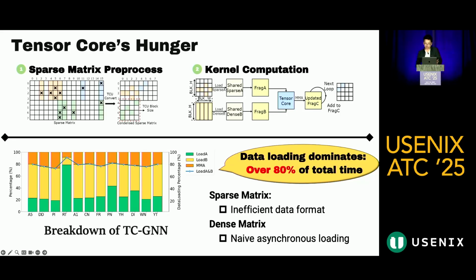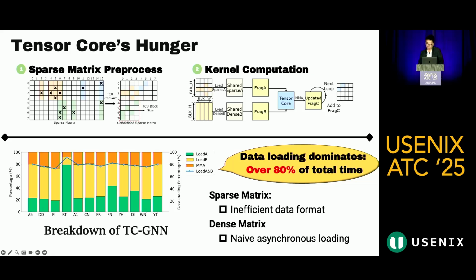Even with this transformation, data loading becomes the new bottleneck. And it is even worse on Hopper because with the new hardware, the compute throughput is much higher. And this figure shows the bottleneck breakdown from our experiment on multiple datasets.